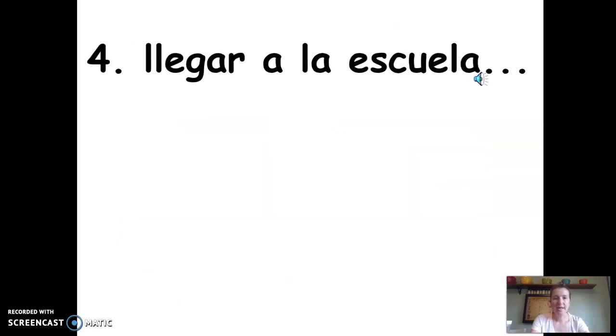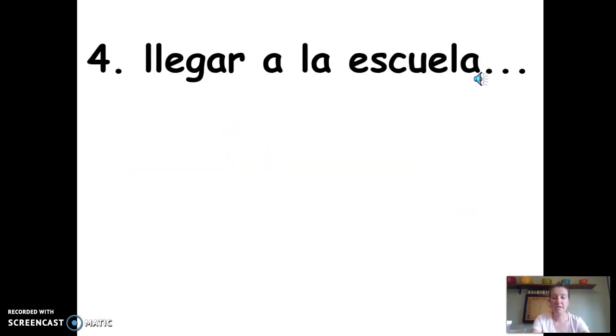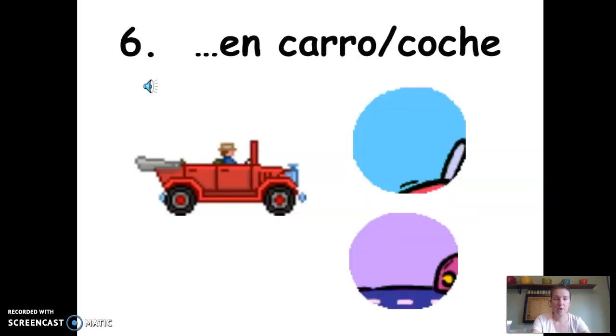Llegar a la escuela means to arrive at school, and there's a star here because we have 3 different ways on this list of how you could get to school. Remember, 2 L's make a Y sound, so it's not llegar, right? It's llegar a la escuela, to arrive at school. You can add on to that en autobús, and that would mean by bus. So if you say llegar a la escuela en autobús, that means to arrive at school on a bus or by bus. You have en carro or en coche. Both of those mean by car, 2 ways to get to school.